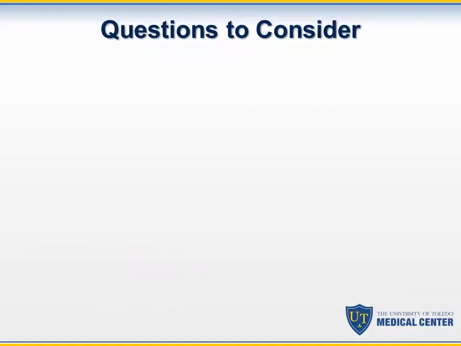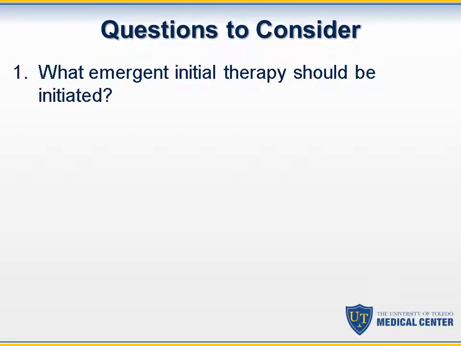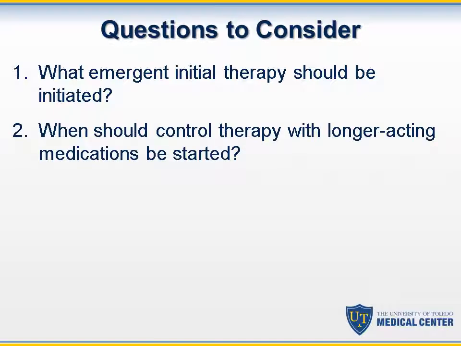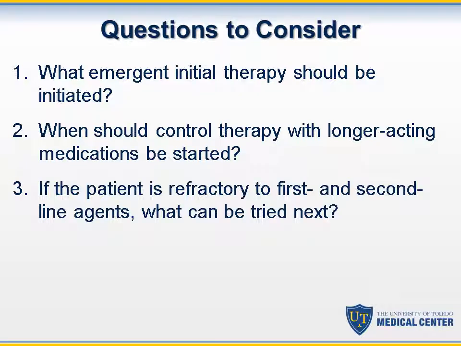The following are some general questions related to the patient case that I'd like you to think about during the presentation. What emergent initial therapy should be initiated? When should control therapy with longer-acting medications be started? And if the patient is refractory to first and second-line agents, what can be tried next?